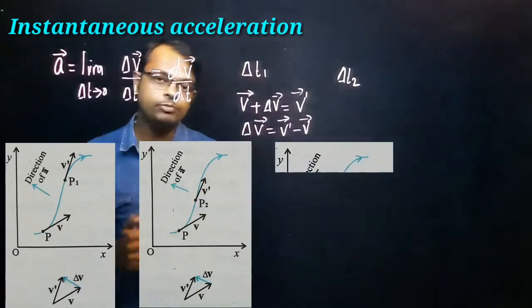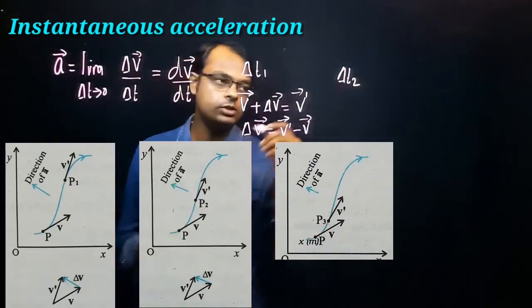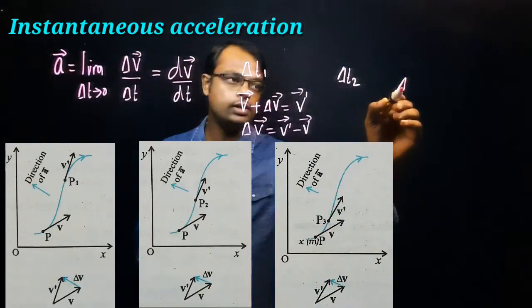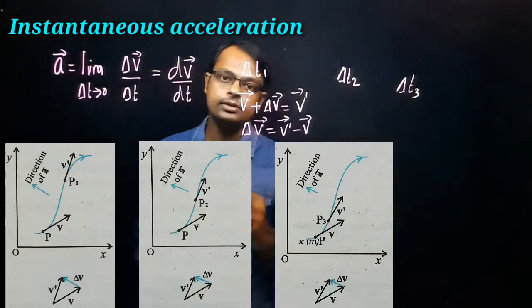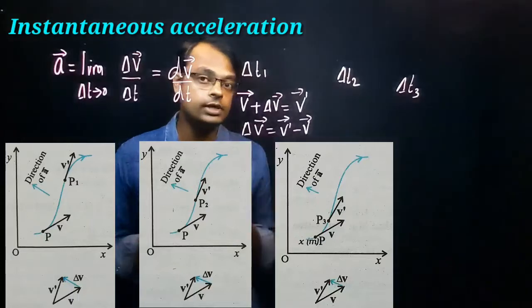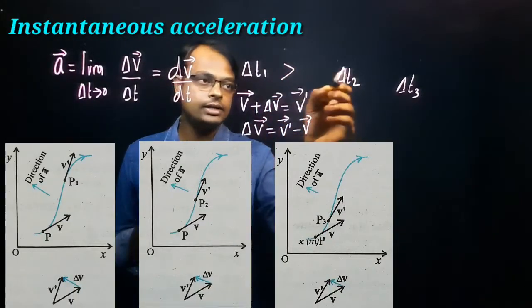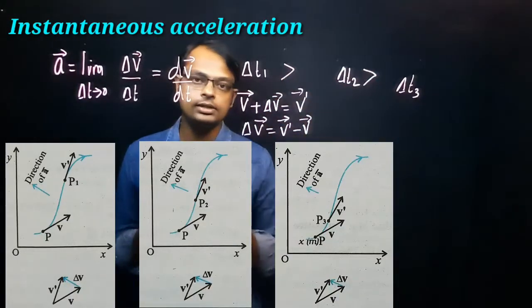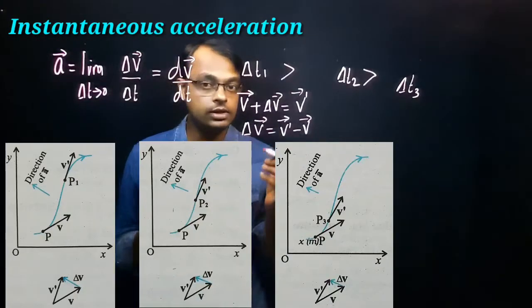Now look at the third picture here. In the third picture, the time interval we are taking is delta t3. So once again, the time interval we are now reducing. So delta t1 is greater than delta t2, which is greater than delta t3. So now delta t3 is very small.